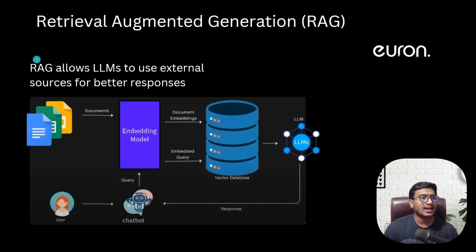So guys, here you can see RAG allows LLMs to use external sources for a better response. That means if you have any private data, any external documents, you can give those documents to the large language model. How? For this, you just need to use an embedding model. With the help of this embedding model, you generate the vector embedding of the data you give, and you store this vector embedding in the knowledge base, that means the vector database.